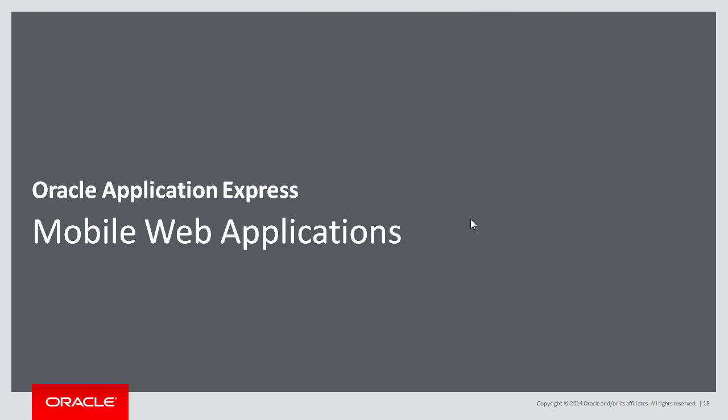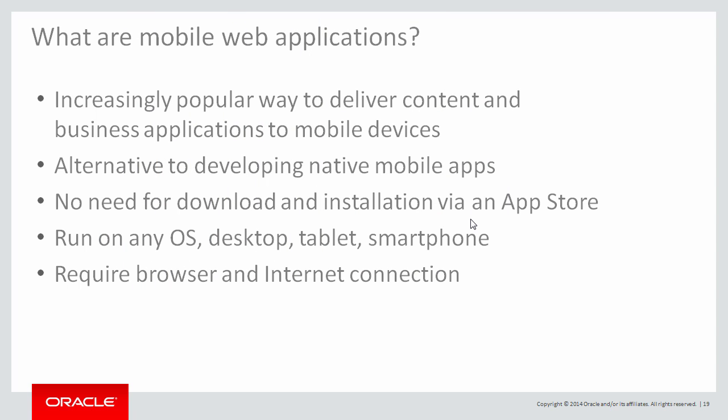So now let's focus on mobile web applications. With Application Express, we develop mobile web applications. They're a very popular way to deliver content to mobile devices, and they're a great alternative to developing native mobile applications. Given that they're web-based, there's no need to download and install applications via an application store, and they run on any operating system, desktop, tablet or smartphone. The key thing is that for mobile web applications you do require a browser on your smartphone and an internet connection.